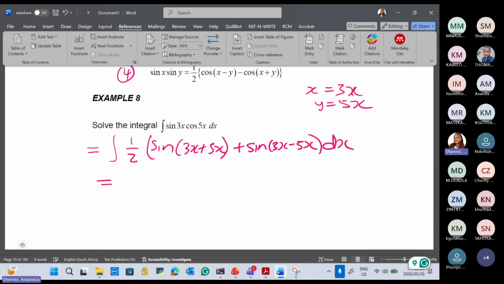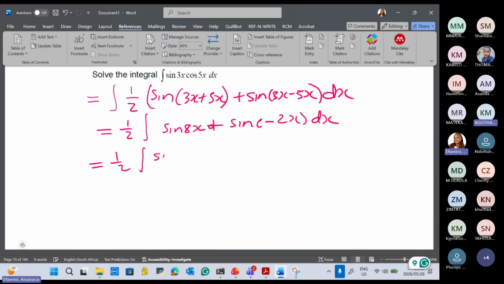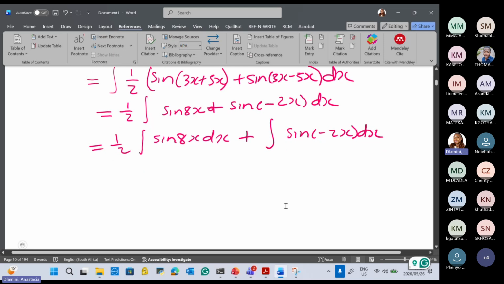So this is equals to, take the half outside so that you don't get confused. So this is the integral of sine of 8x plus sine of negative 2x dx. Now, this is equals to 1 over 2, the integral of sine of 8x dx plus the integral of sine of negative 2x dx. Please help me. How do we integrate the first one? We forgot a half here.